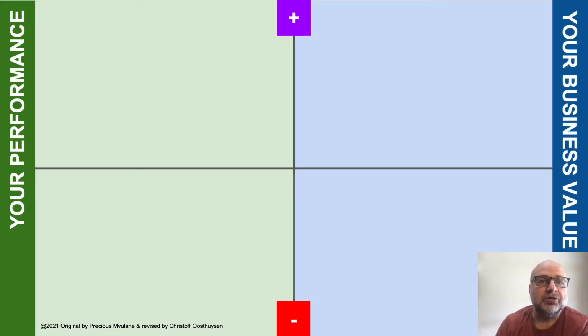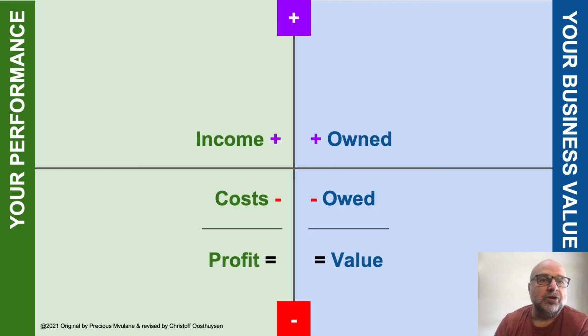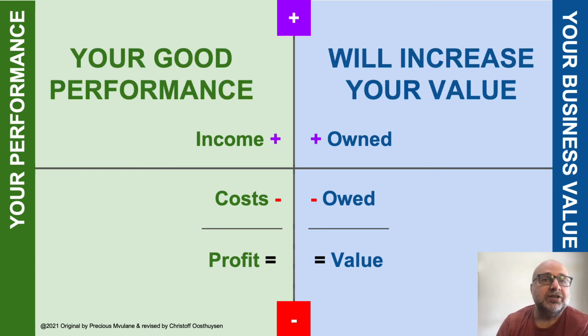Four quadrants, sort of positive at the top of the horizontal line, negative at the bottom, and then the vertical line, you talk about your business performance, how are you doing, your costs and your income on the left, and then on the right, your business value, what you owe others and what is owned by the business. So that is really straightforward. Your good performance on the left will increase your value on the right.